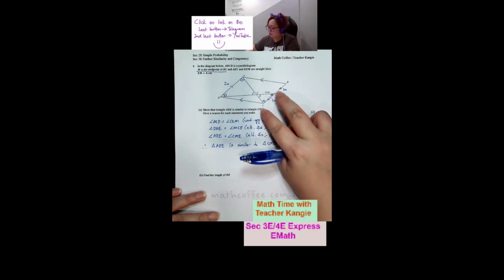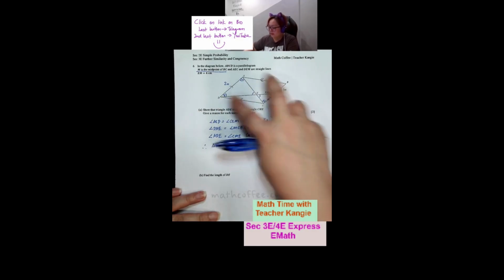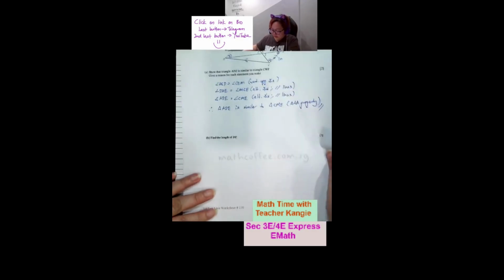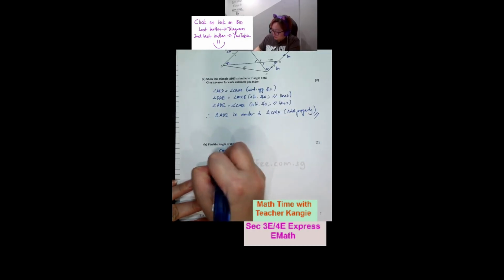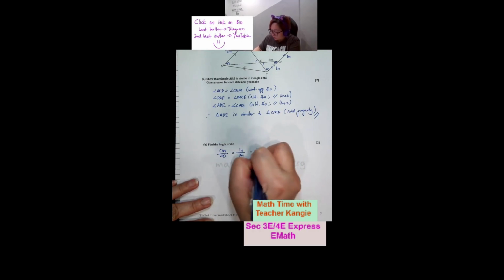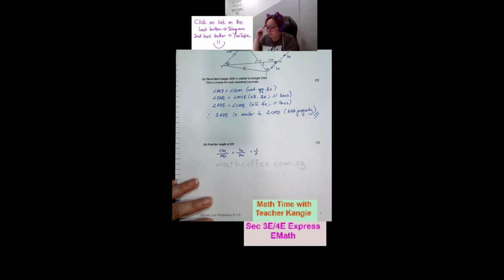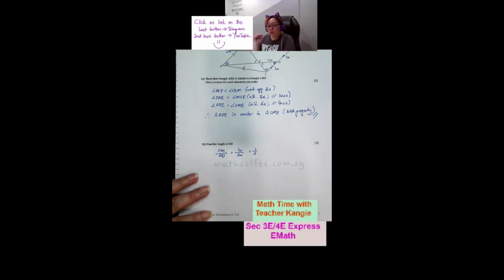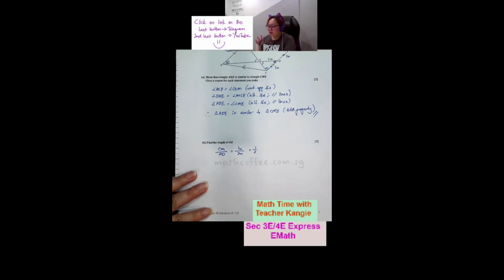So the similar triangle, the length ratio, small over big, is 1:2. So firstly, I'm going to state that CM over AD is equals to 1 unit out of 2 units, which is equals to half. So the two triangles are similar, ratio by half. Small over big, small over big.